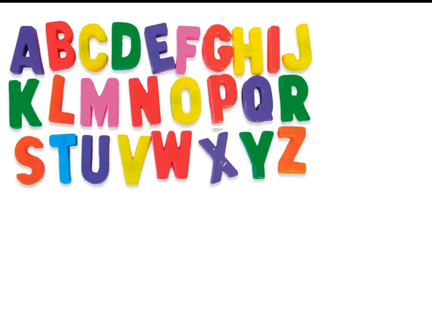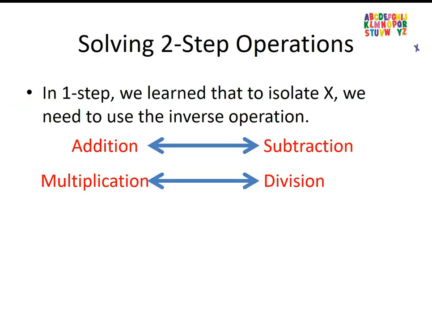So here's our alphabet, and remember, we use letters to represent numbers in algebra. And we're going to use this visual to say when we're solving two-step equations or one-step equations, we want to get the letter all by itself. So that's a visual reminder. And then in two-step equations, just like in one step, we learned that to isolate x, or to get x all by itself, we need to use the inverse operation.